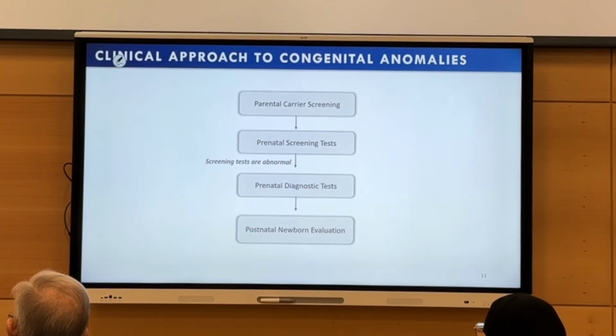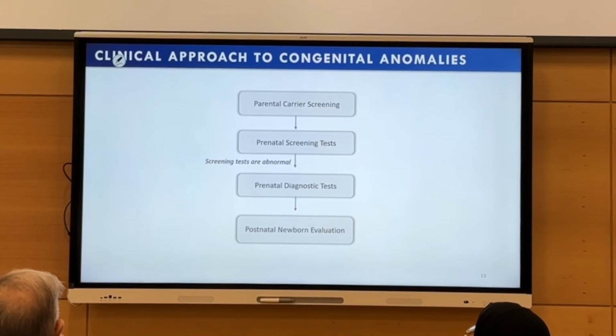Non-disjunction, what is it here? Aneuploidies, okay. So it's basically numerical chromosomal abnormalities. So usually we cover the 3 chromosomal abnormalities. Which ones? Trisomy 21, 18, and 13, okay?